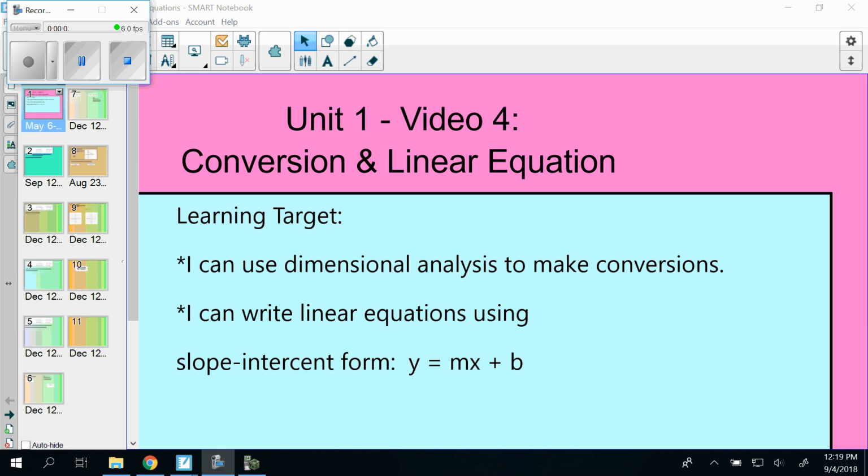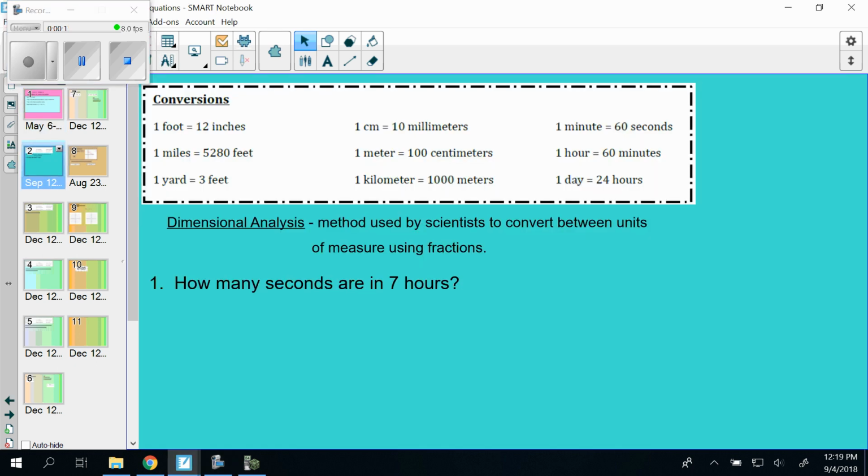For today's lesson, we're going to look at conversions and linear equations. We want you to be able to use dimensional analysis to make conversions, write linear equations, and recognize slope-intercept form of y equals mx plus b. All right, starting with conversions.